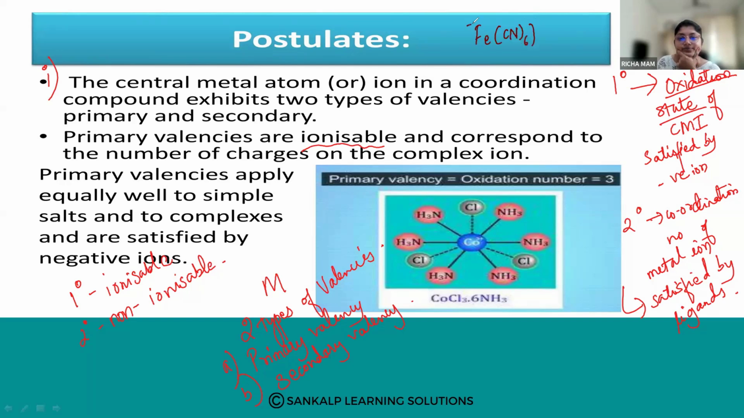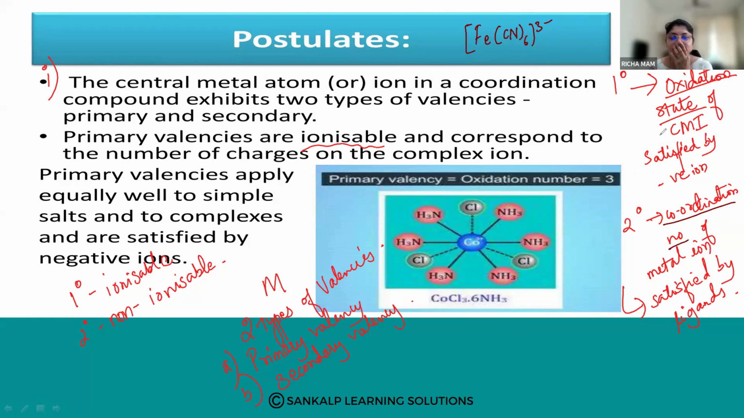Fe(CN)6 3-. So this is a complex. Now, considering this complex, can you tell me what is the oxidation state and what is the coordination number? Difference between oxidation state and coordination number?